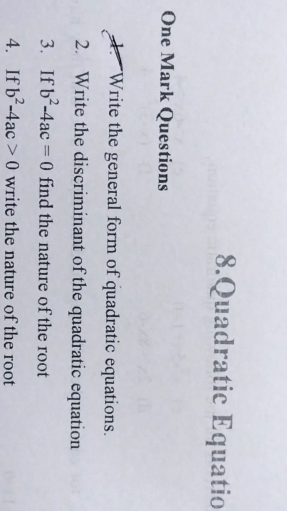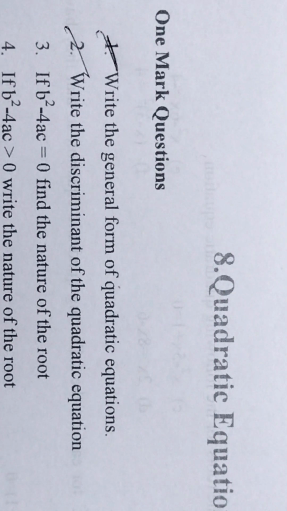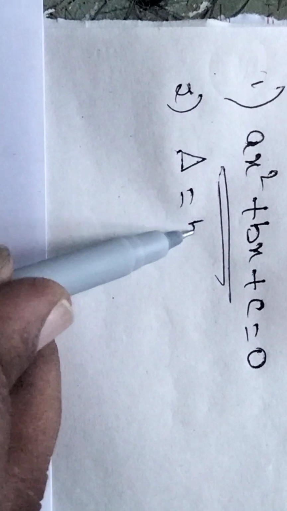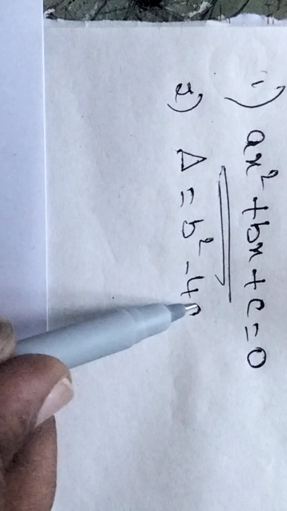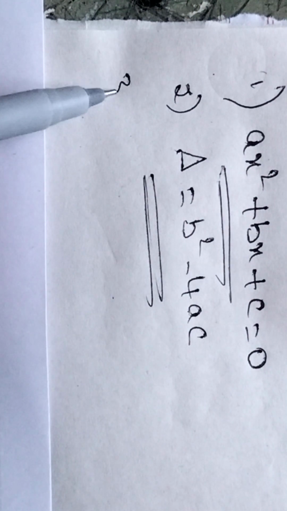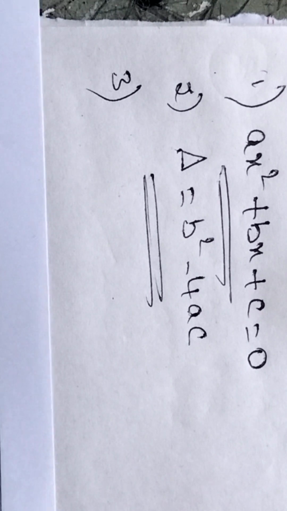Then coming to the second question, write the discriminant of the quadratic equation. So what is the discriminant of the quadratic equation? The discriminant of a quadratic equation is given by delta is equal to b square minus 4ac. Delta is equal to b square minus 4ac.